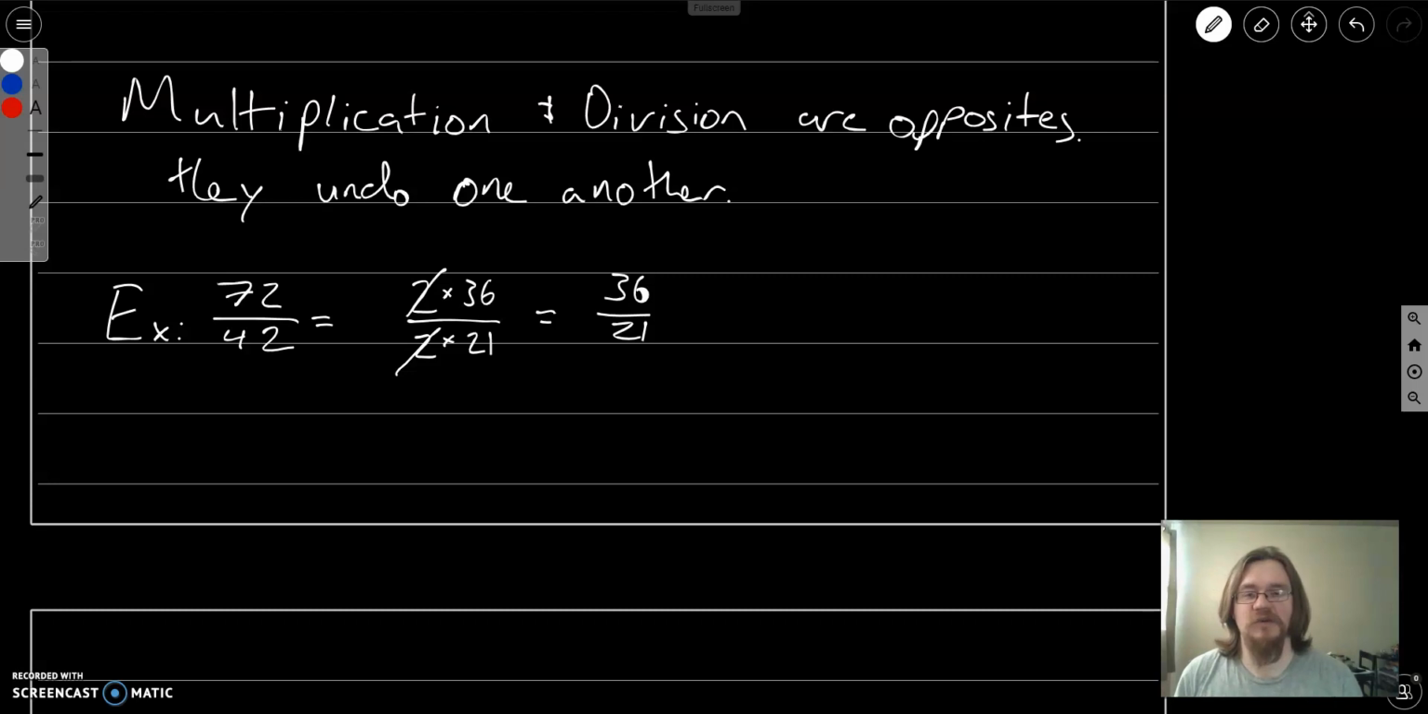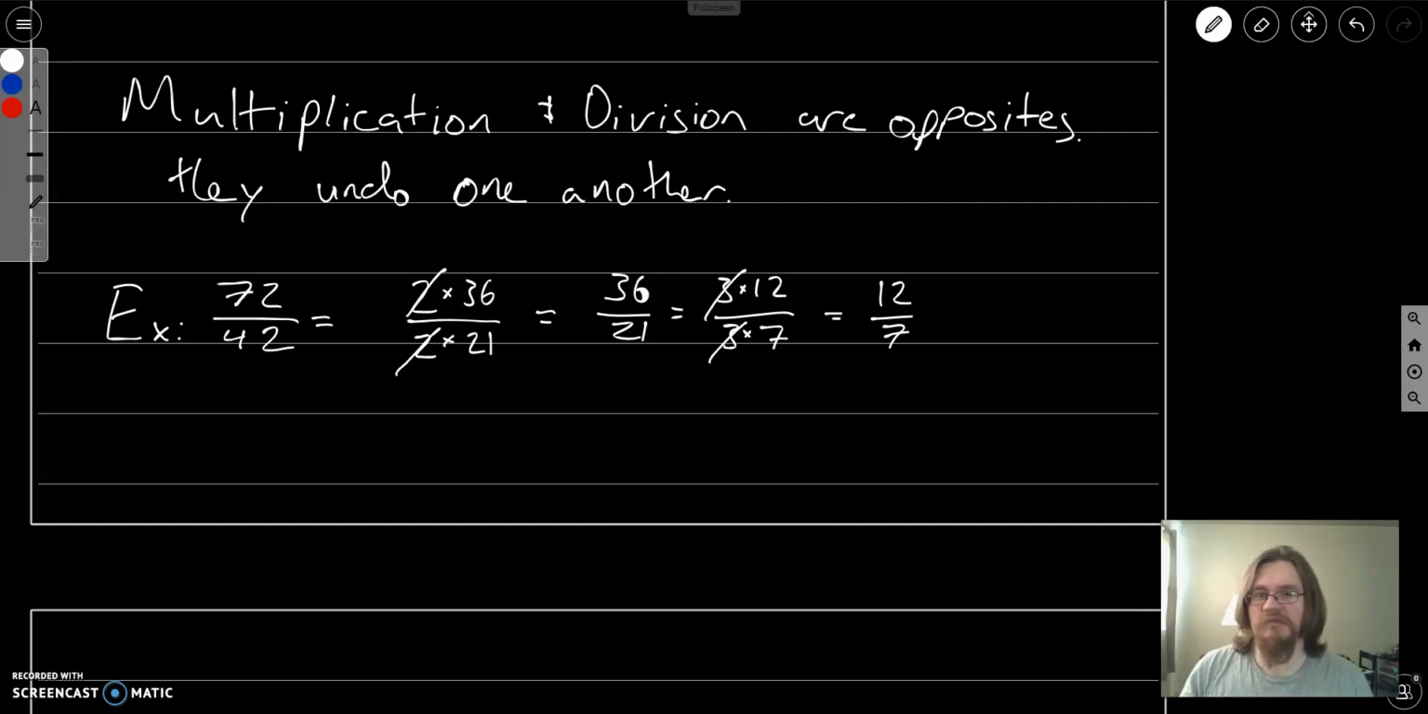Now, am I done? Well, not quite. If we look at this some more, we'll see that 36, I can divide by 3, for instance, and the 21, I can also divide by 3. So 36 is going to be 3 times 12, and 21 is going to be 3 times 7. So again, I can cancel a 3 off the top and a 3 off the bottom to get 12/7. So then we can ask, okay, is 12/7 reduced? Is this as far as I can go? And the answer is yes, but maybe it's not obvious.